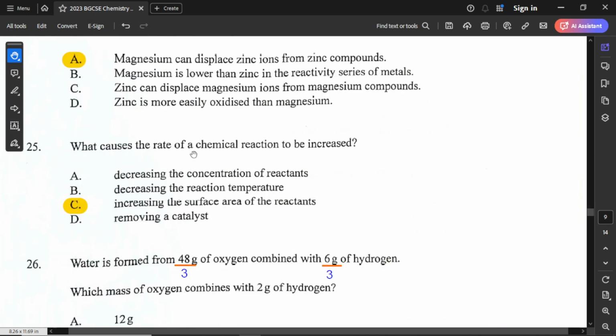For 25, it asks what causes the rate of a chemical reaction to be increased, and there are a number of things that can cause that. One here is to increase the surface area of the reactant. Definitely, you can also increase the concentration, and you can also increase the temperature as well.